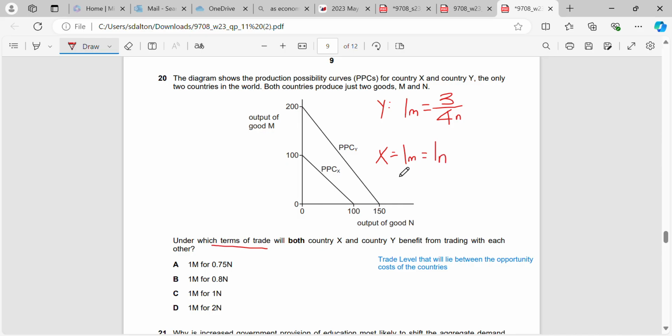1 for 0.75 does not lie between them because that is the opportunity cost for country Y. 1 for 1 also does not because that's the opportunity cost for X. And 1 for 2 is not between them, it's outside. So the most beneficial option will be 1M for 0.8N, which is between the two opportunity costs.